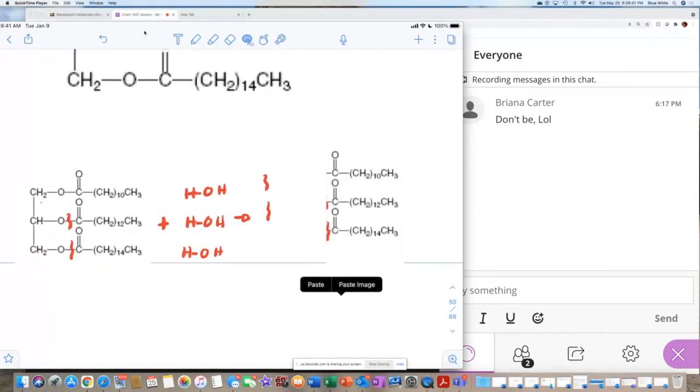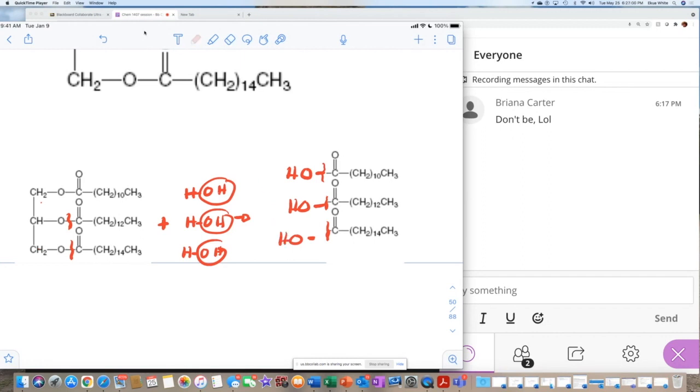Okay. So here. So you see, this is the parts that got broken off, right? I'm going to leave that here so you can see. This is the parts that got broken off. So the OHs are coming in. So I'm going to draw my OH here. Dash OH. Dash OH. Dash OH for my products. So these 3 are forming this. Of course, remember lipase is the one helping us here.